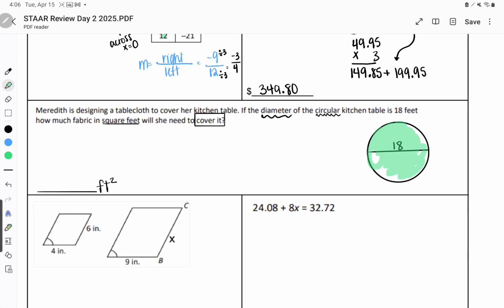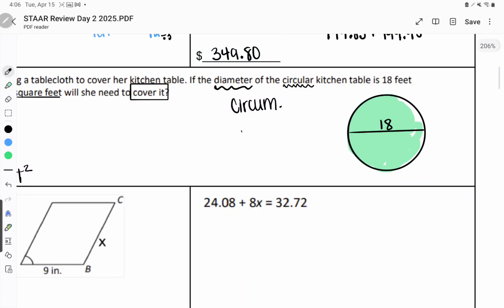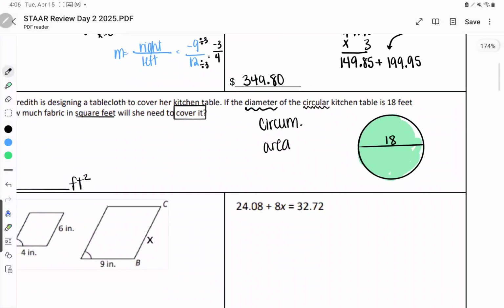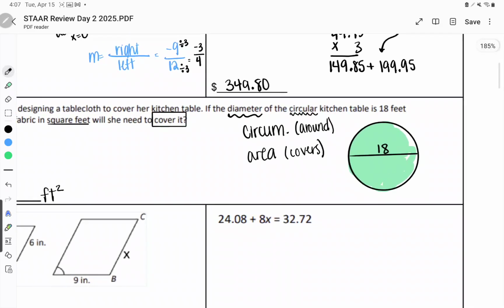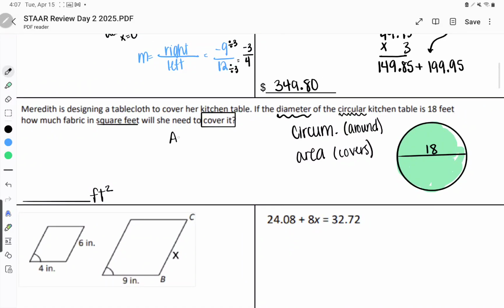So when it comes to circles, remember, there's only 2 possibilities. You have circumference and area. Circumference goes around, and then area covers. So in this case, are we finding circumference or area? We're finding area. So area formula is area equals pi times radius squared.